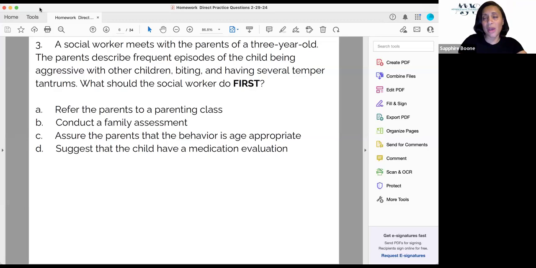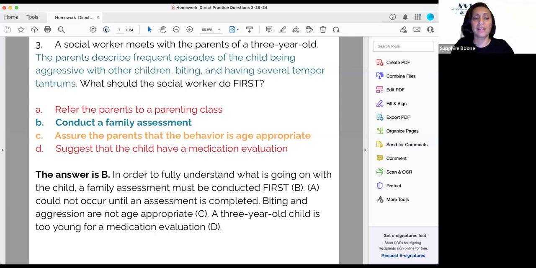And typically, if you have 2 assessing things, you want to make sure that you get the option that assesses the most. So I'm going to say it again. When you have 2 options that are assessment, you want to pick the one that gives you more information. So the answer is B, conduct a family assessment, because that's going to give you a full understanding of the behaviors that are happening.